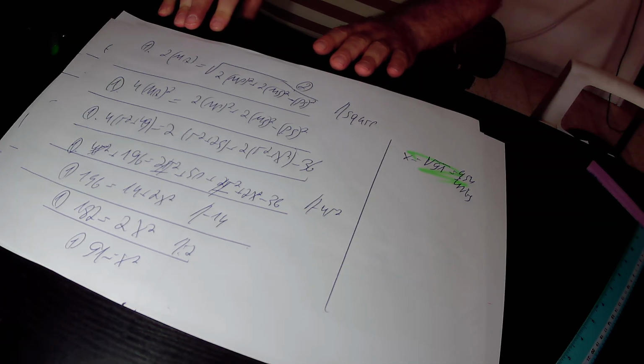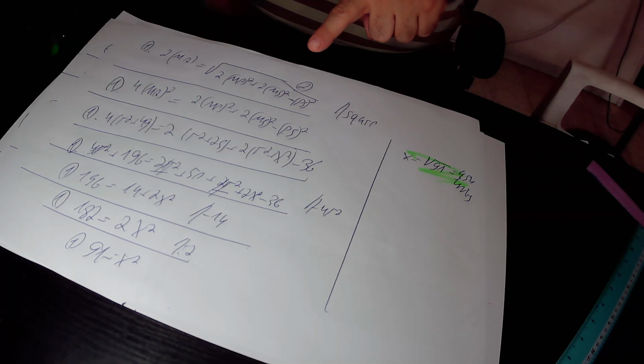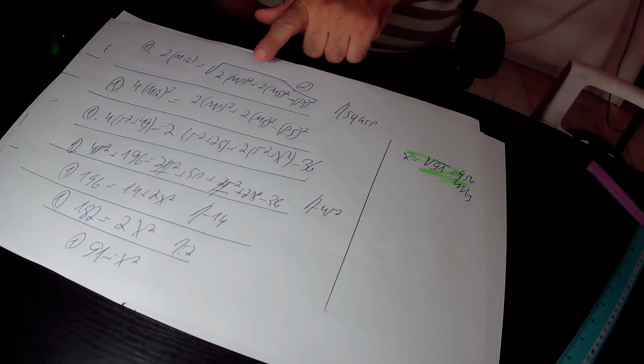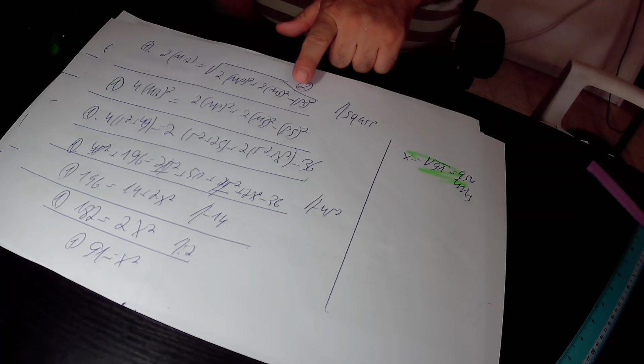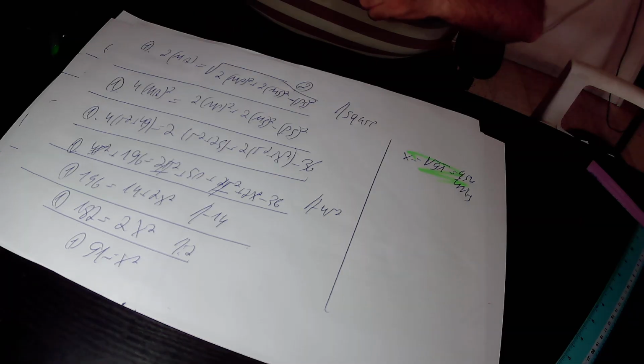2 times MQ squared is 4MQ squared, and we squared also this side. The square cancels the root, and we are left only with 2 times MP squared plus 2 times MS squared minus PS squared. So according to equation 1, 4 times MQ squared equals 2MP squared plus 2MS squared minus PS squared.